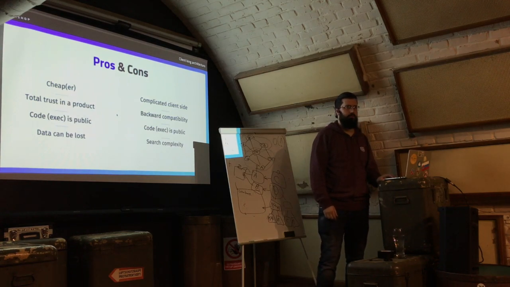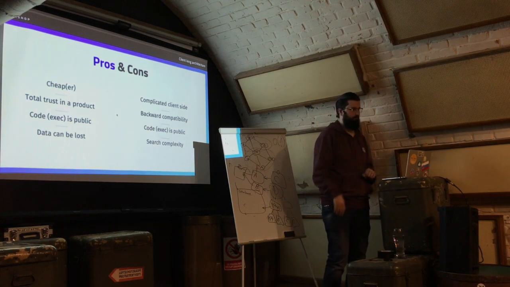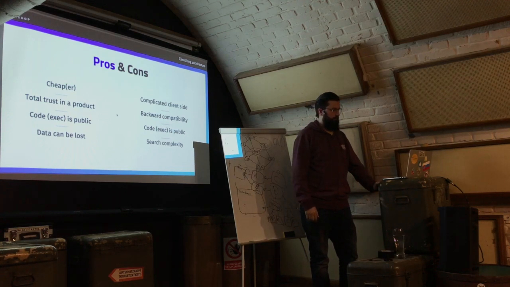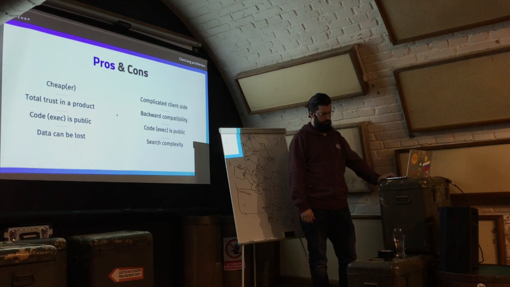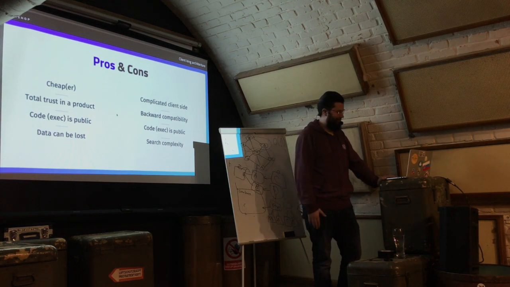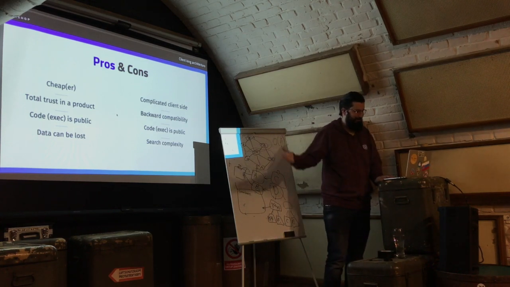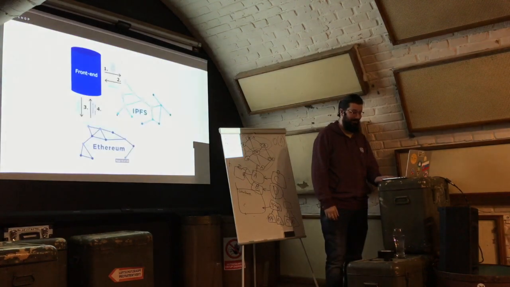So still, you have a total trust in the product. Because you can have a checksum on Ether or whatever, you still have nearly total trust in the system. Also, you have a smart contract, so code execution is public. That is good and that is bad. Data can be lost. Okay, so no, this is a con. I don't know why I put it to pro. Maybe it's a pro. Yeah, it can be a pro because on the blockchain data cannot be lost. That's sometimes bad.